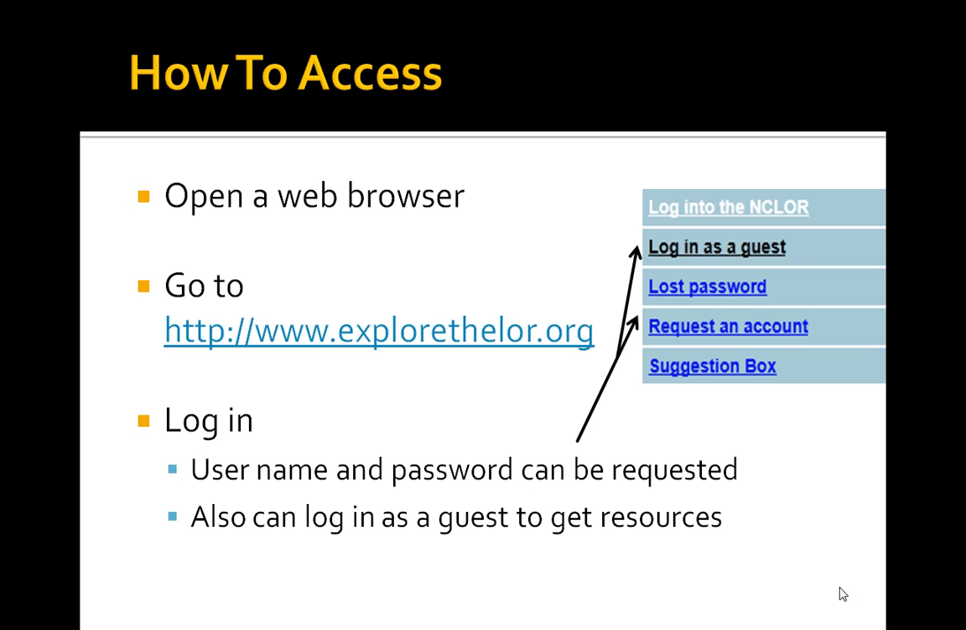So, we're going to get started. What you'll need to do to get access to the NCLOR is pretty simple. Open your web browser, Internet Explorer, Firefox, or Chrome, go to www.explorethelore.org, and then log in. You can either request an account with the link that you'll see in this image, or you can just log in as a guest to browse and get the resources anonymously. So let's get started.